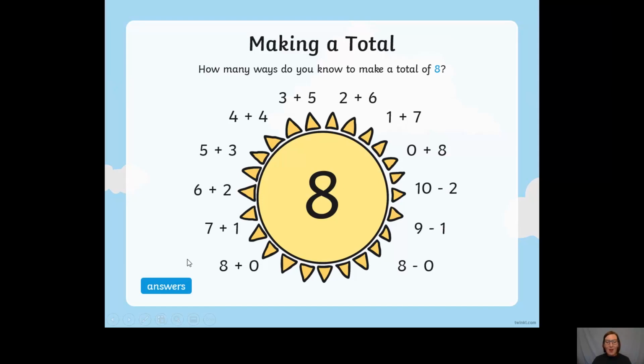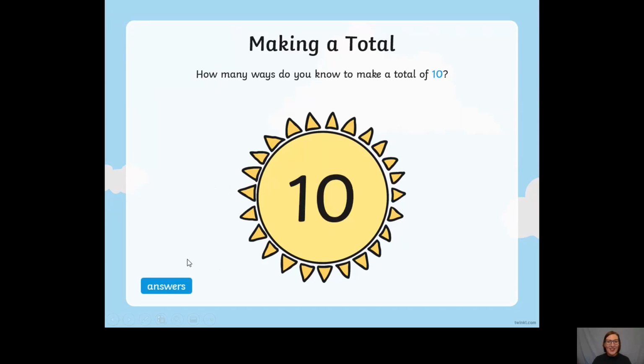Brilliant. I've got another one now for you. 10 this time. I want you to write 10 in the middle of your paper and I want you to think of as many ways that you can make 10. I'll give you a little clue. Use your knowledge of number bonds to 10 to help you. Okay, off you go. Pause the video now.